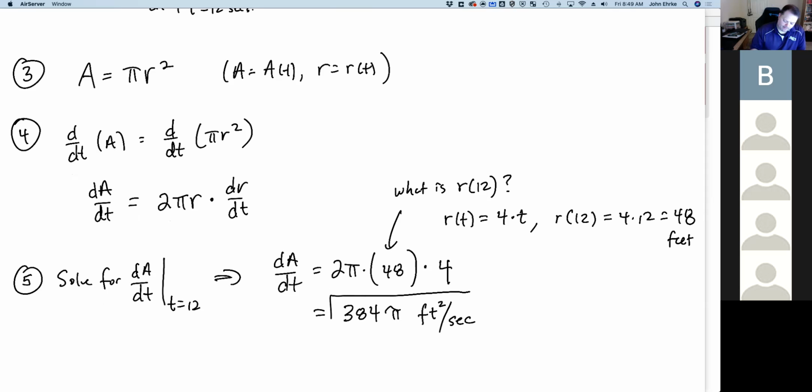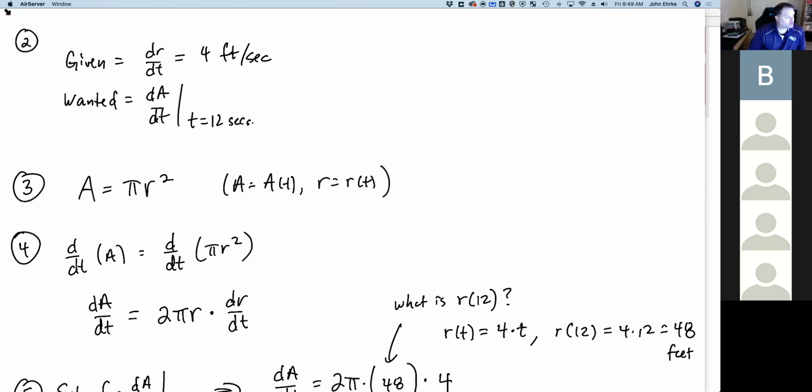I got a question, sir. Yes. Let's say they didn't give you the radius at time 1. Let's say they gave you the radius at time 2. Let's say they gave you 8. How would you write that r of t function? Well, the r of t function is based on the given rate in the problem. You're told that the rate at which the radius is increasing is 4 feet per second. That means you go 4 feet in 1 second, 8 feet in 2 seconds, 12 feet in 3 seconds, right? Does that make sense? Yeah.